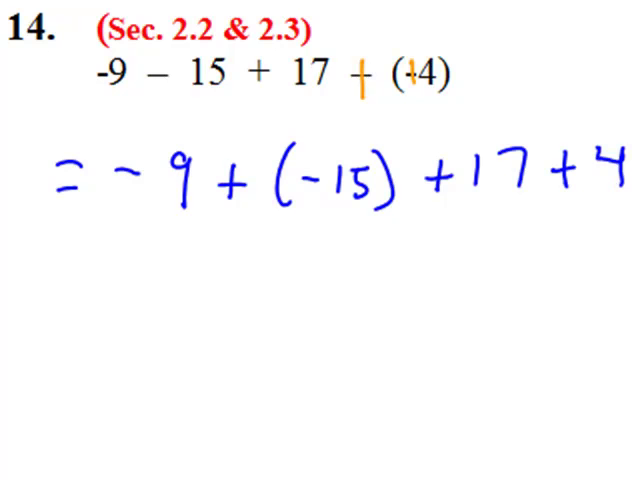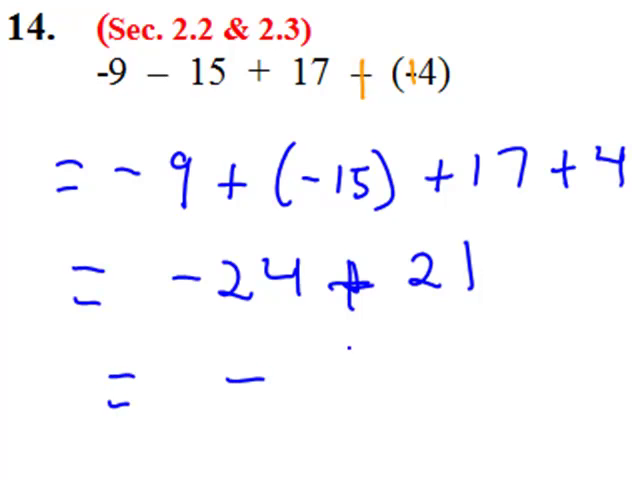Now because everything is in terms of addition, we can add in any order we want, whatever seems to be most helpful. Some might want to add all the negatives together. Negative 9 and negative 15 adds to negative 24. And then we can add the positive. 17 plus 4 is 21. And now negative 24 plus 21 is a negative number. It is negative 3.